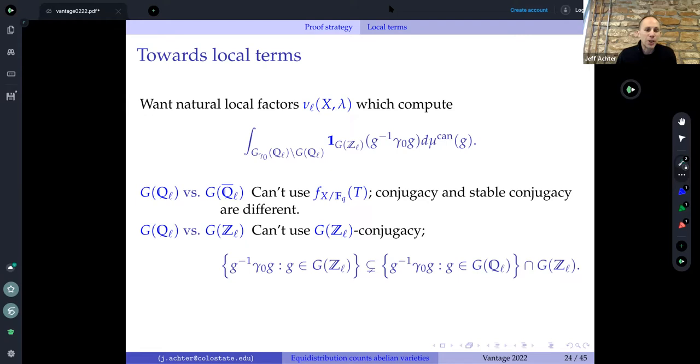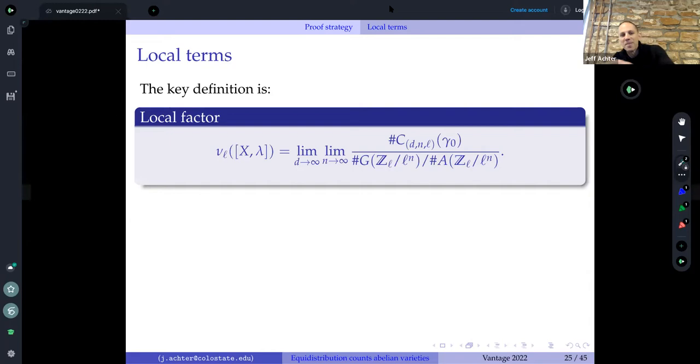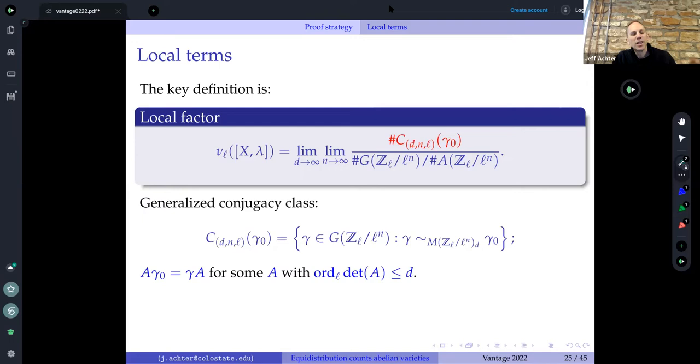And so in a little while, I'm going to put down this kind of horrible looking local factor, but the reason it has to be what it is, it has to account for things like this. Here we go. So this is the local factor. So we take a limit over d and then over n. So this is something like a conjugacy class that says, show me all the things in G of Z mod l^n that are almost conjugate to my gamma naught, where almost conjugate means that I'm allowed to conjugate by matrices that actually have some denominator in them, or that are only invertible after I invert some power of l. I have to do that with some kind of control.